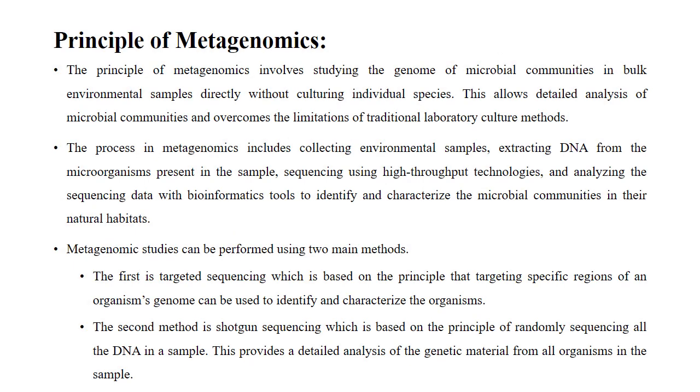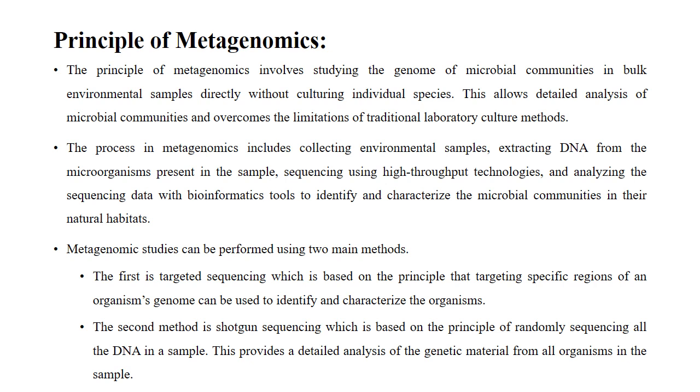Principle of metagenomics. The principle of metagenomics involves studying the genome of microbial communities in bulk environmental samples directly, without culturing individual species. This allows detailed analysis of microbial communities and overcomes the limitation of traditional laboratory culture methods. The process in metagenomics includes collecting environmental samples, extracting DNA from the microbes present in the sample, sequencing using high-throughput technologies and analyzing the sequencing data with bioinformatic tools to identify and characterize the microbial communities in their natural habitat. It is performed using two main methods.